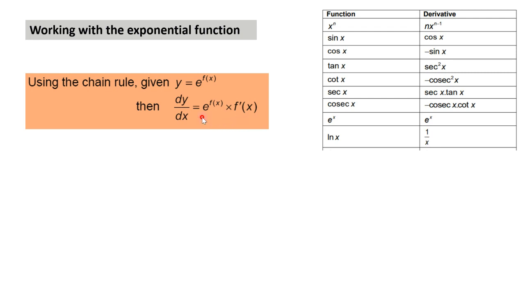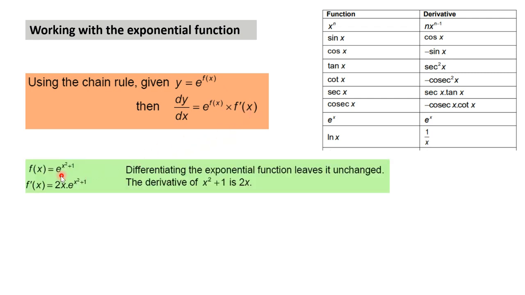Okay, so very important that if you've got e to the f of x, when you differentiate it, it remains the same. So it's still e to that same power times by the derivative of that power. So let's have a look at some examples. If I've got y equals e to the x squared plus 1, can you see I've got a fancy power there? So when I differentiate it, it's going to still remain e to my fancy power times by the derivative of my fancy power, which is 2x.